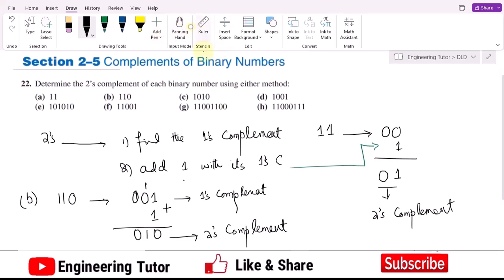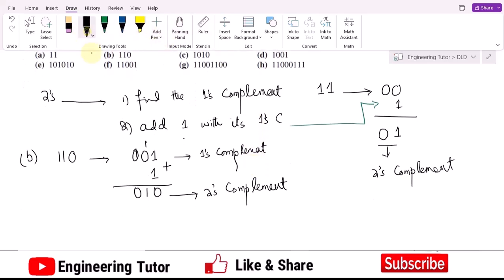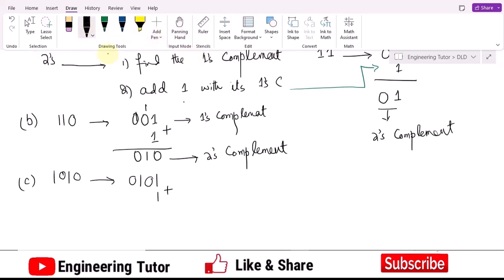Similarly, our part C here is 1 0 1 0. Again the 1's complement of it is 0 1 0 1. In order to find the 2's complement I have to add 1 with it. So how much would it be? This is 0 1 1 0. That is the 2's complement.